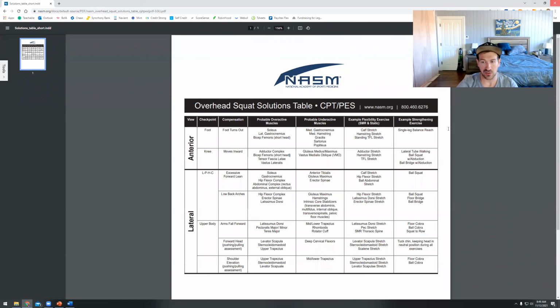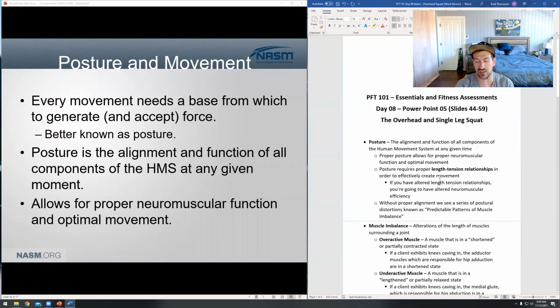What's that for now? Because I can come back to it later. So yeah, again, we're coming back to this idea of posture. NASM does sometimes ask you textbook definition wise, like what's the definition of posture? So we did put the definition up here. It's the alignment and the function of all the components of your kinetic chain, right? It's all the muscles and the bones and the nervous system that's controlling it. It's determining how all of that is able to move you around.